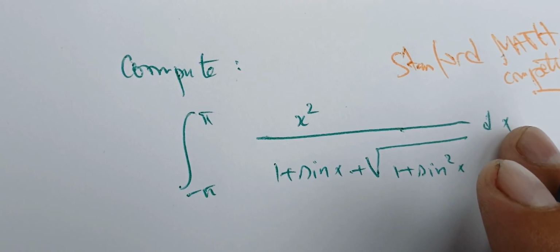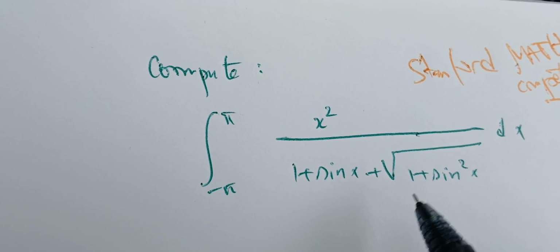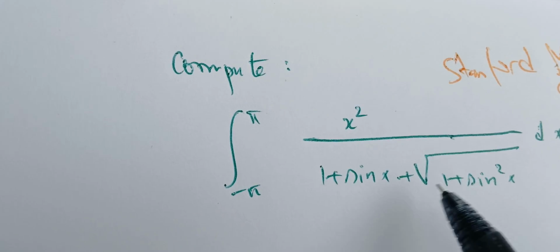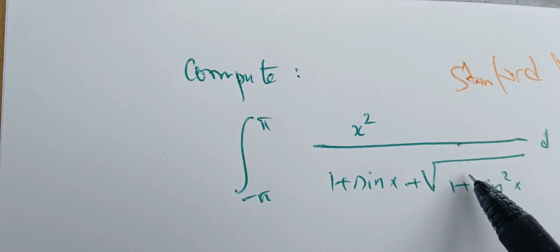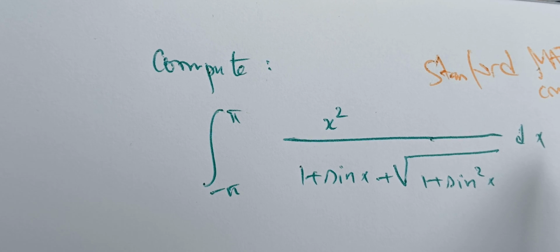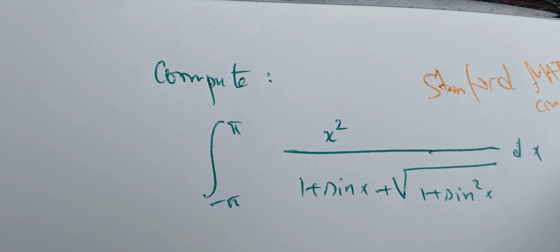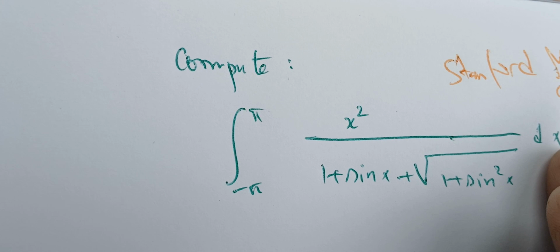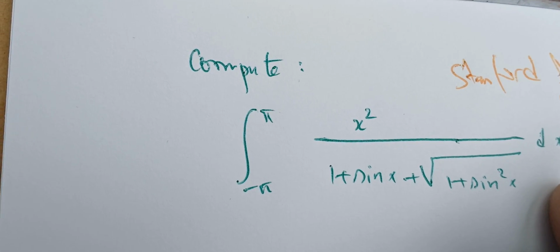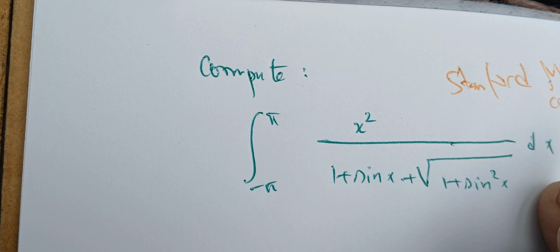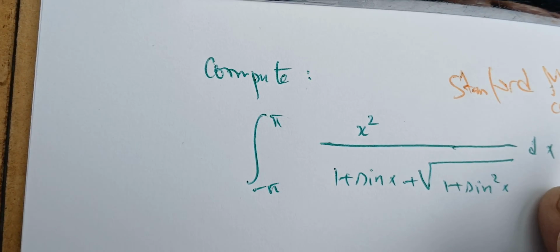Okay, in this problem, we're going to compute this integral between minus pi and pi of x squared over 1 plus sine x plus the square root of 1 plus sine squared of x dx. This is a Stanford Math competition problem. And when we say competition, that means time is a problem. So we don't have to think a lot about this one. We have to find a trick.